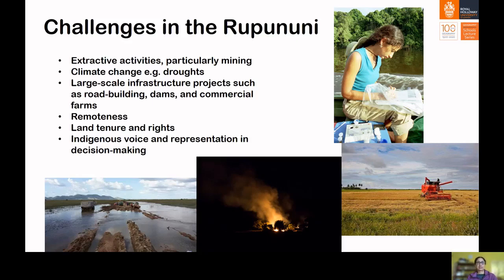And then Indigenous voice and representation in decision making. So this is a challenge too, because as I said, they're very remote, so they don't have good communication. So how do they get their concerns to the people that are making decisions? And in many cases, it's not them. So how can they have more voice in that decision making process? And how can they have more representation in the decisions that are made about the way the Ripponuni is governed, and what kind of development or conservation initiatives take place in the area.